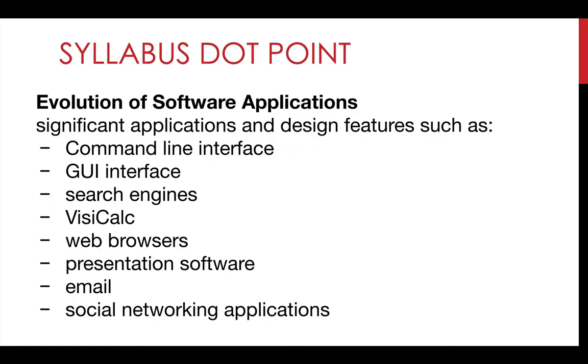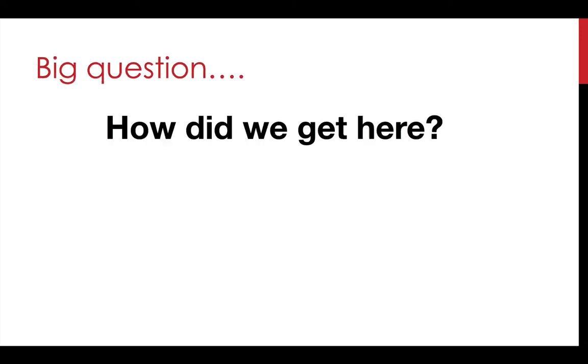The first syllabus dot point says evolution of software applications, and these are the sub dot points: command line interfaces, GUI interfaces, search engines, VisiCalc, web browsers, presentation software, email, and social networking. These are the milestones that we are going to look at today. So in a moment, we're going to go into some background, but essentially we are looking at today, how has software evolved?